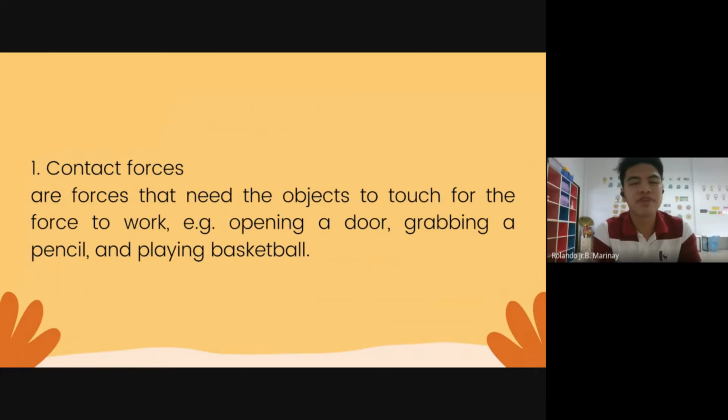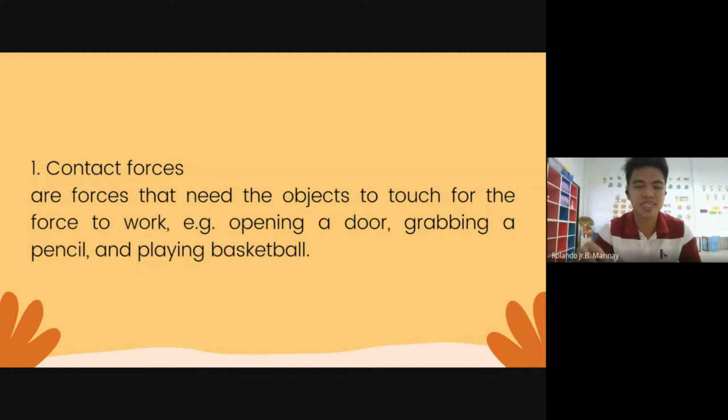All right. So the first thing is the contact forces. Contact forces are the forces that need the objects to touch for the force to work. For example, opening a door, grabbing a pencil, and playing basketball. Those activities require touching the objects. For example, you cannot open a door without touching it unless it is an automatic door. Or you cannot grab a pencil without touching the pencil.